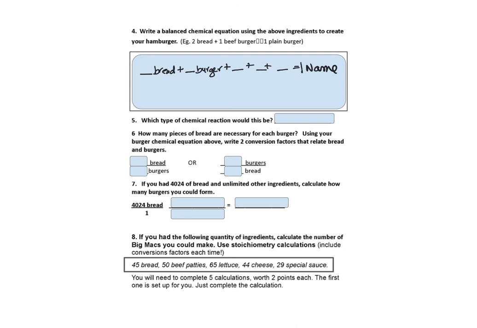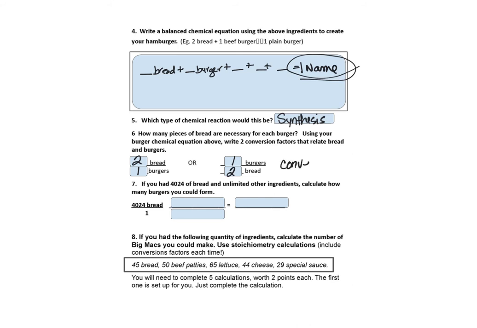So what kind of an equation would this be? We have more than one reactant combining to make one product. So this is a synthesis reaction. All right, now, how many pieces of bread would be necessary for a burger, using your burger chemical reaction? Most burgers are going to need 2 pieces of bread to make one burger. We can also write that as, to make one burger, I would need 2 pieces of bread.